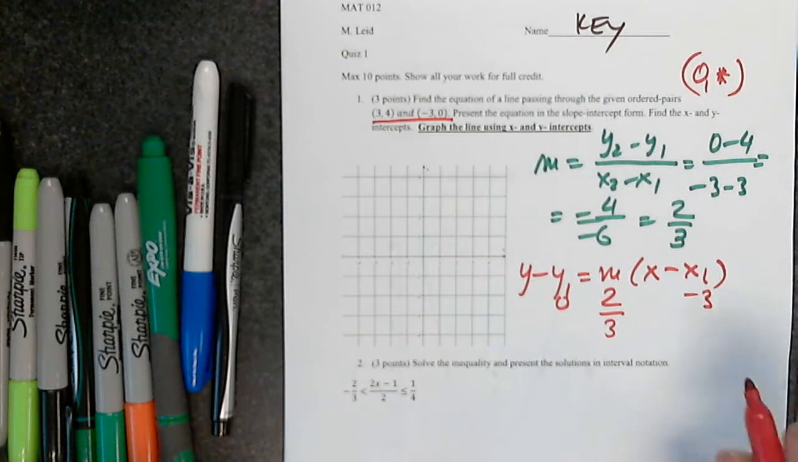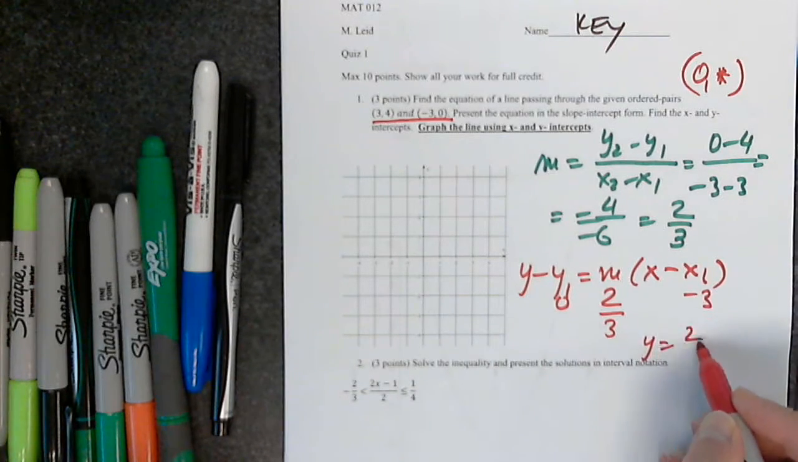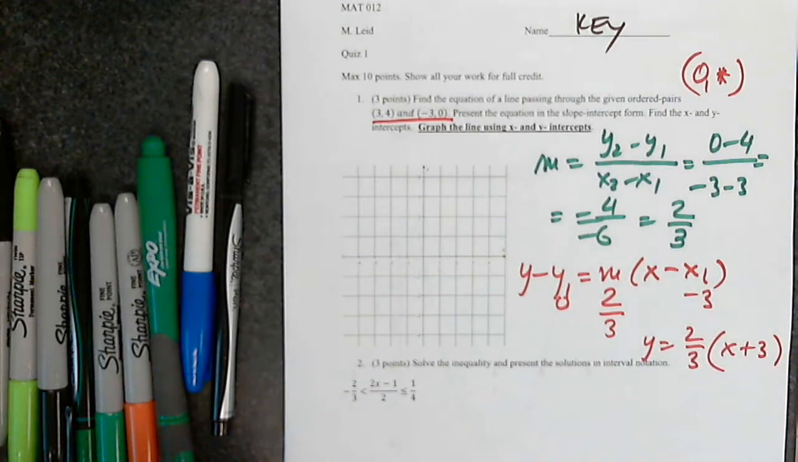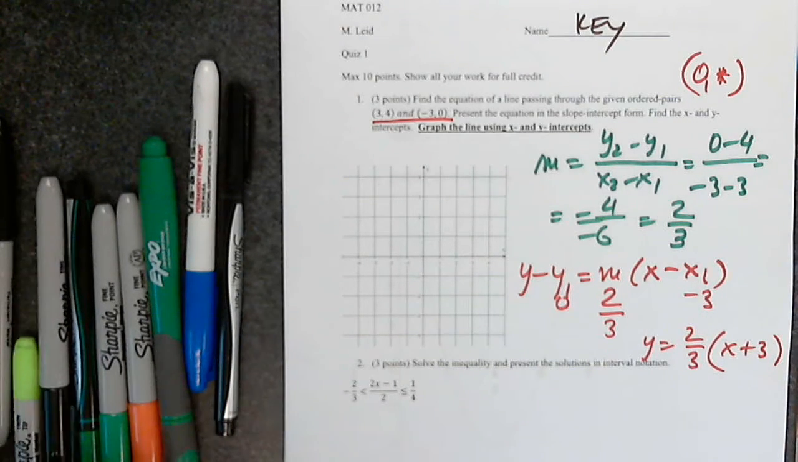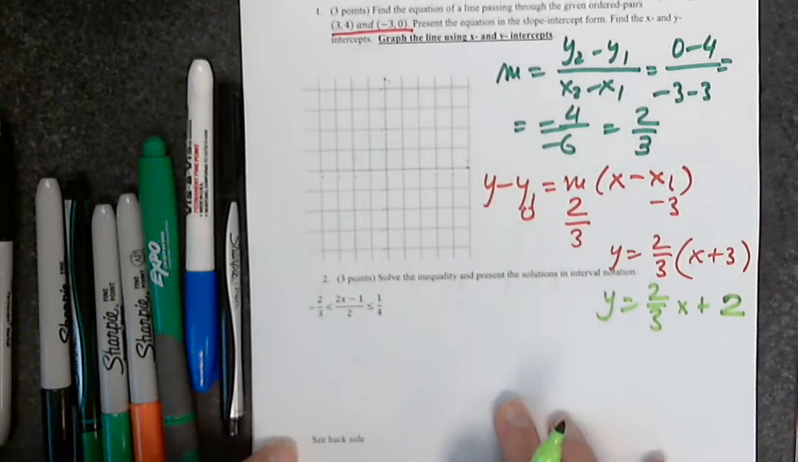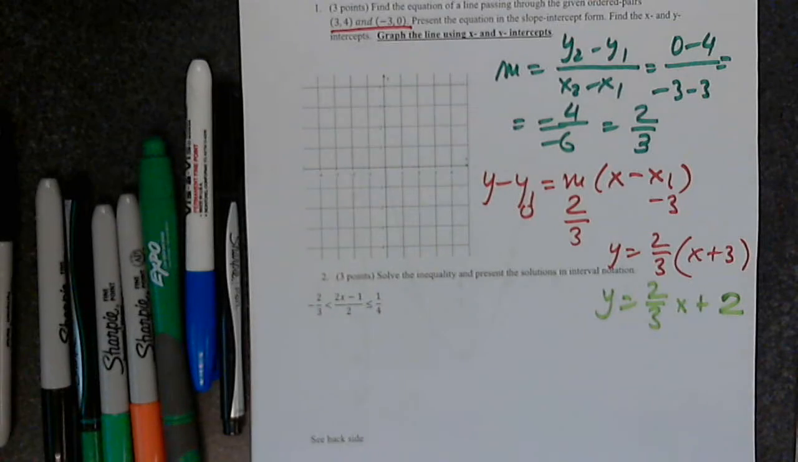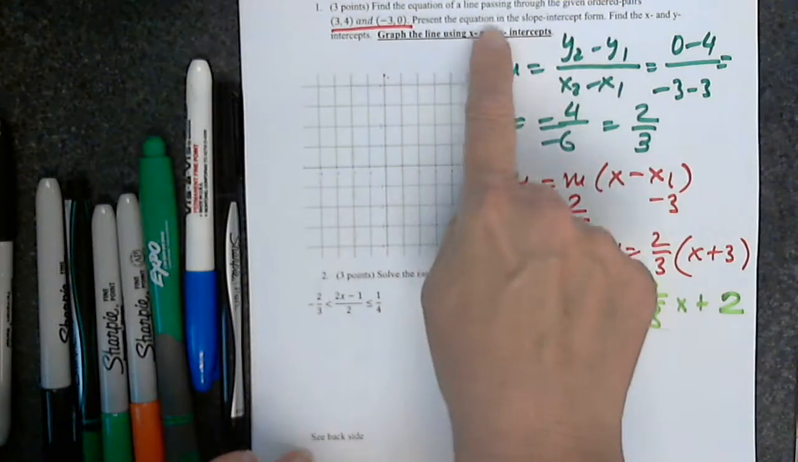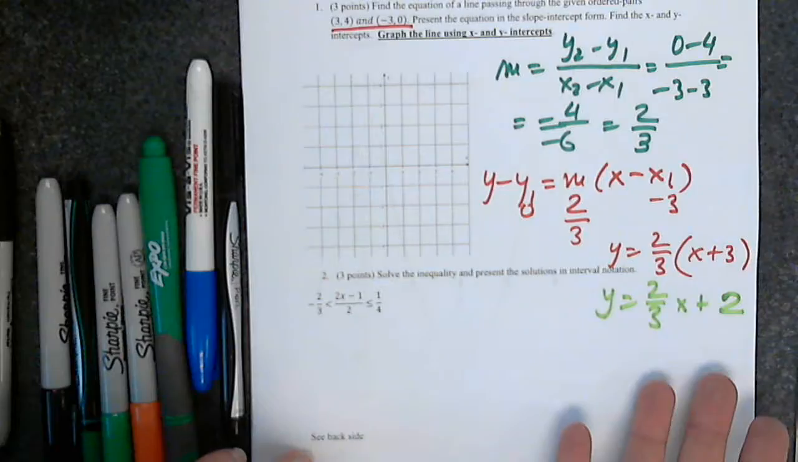So then y minus 0 is y equals 2/3 times x minus negative 3, which is x plus 3. Do we agree so far? All steps clear? Okay. I have to distribute 2/3. So y equals 2/3 x plus 2 over 3 times 3 over 1 is 2. You simplify. Think in terms of simplify, simplify, simplify, not multiply first and then simplify. Good. So then I am asked to present the equation in slope-intercept form, which I did.